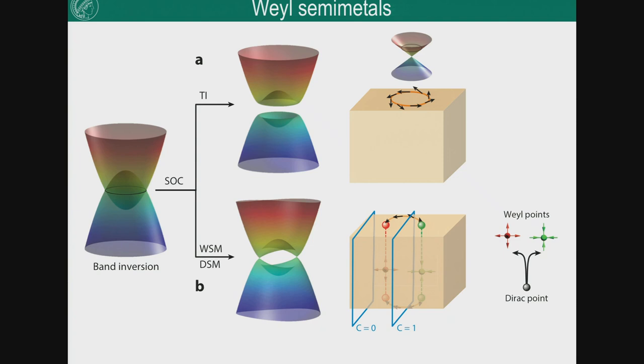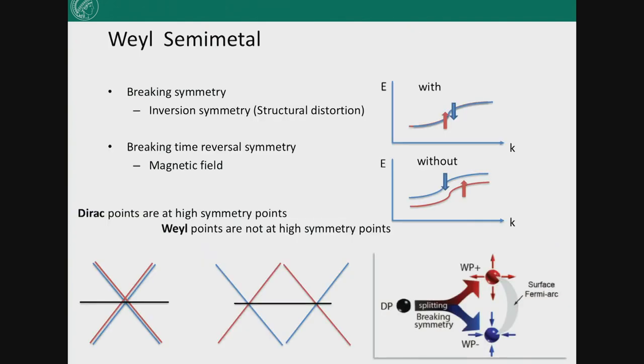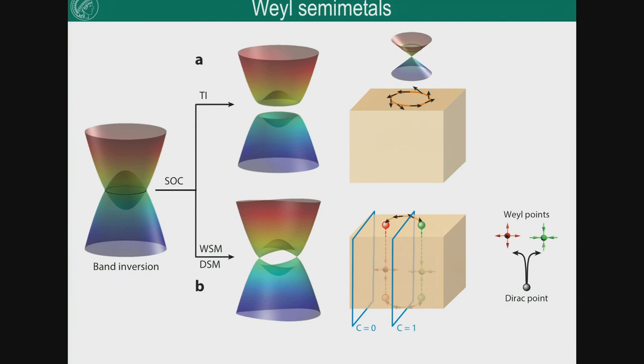But what could happen is that it does not open up everywhere, so I end up with crossing points, or even lines, but crossing points at certain points, and this even leads to more interesting physics experimentally. So we have these Dirac points or Weyl points, where I don't have the lifting of the degeneration. And Dirac and Weyl points are related by symmetry. Dirac points occur at high symmetry points in the Brillouin zone.